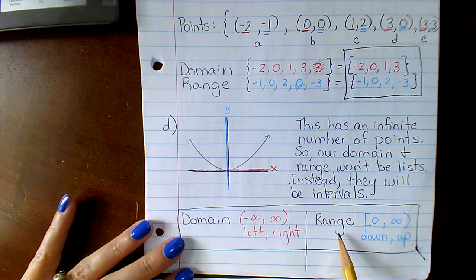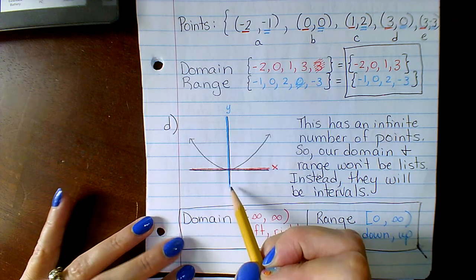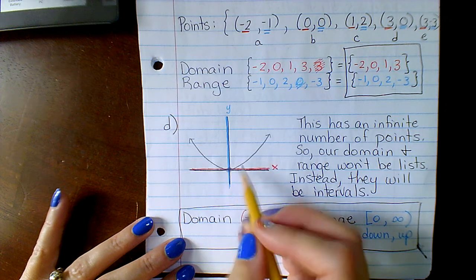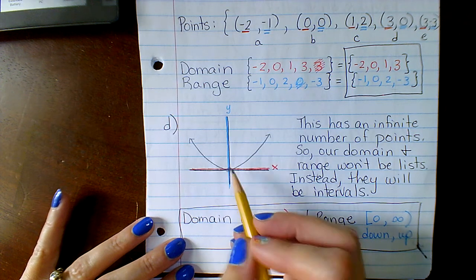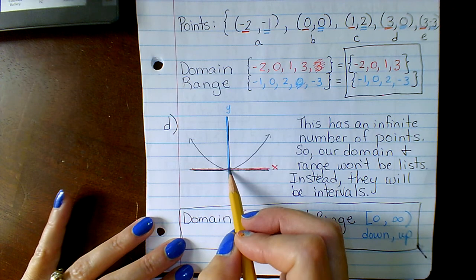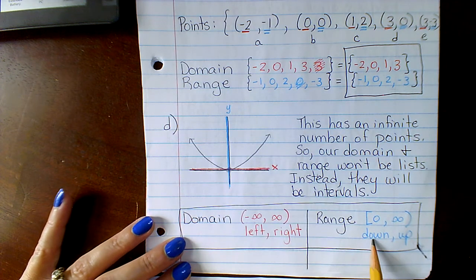Now the range is a little different. The range is the down to up. So how far down does this graph go? Well, the lowest point it hits is right here. That's the point (0, 0). So the lowest y value right there is 0. How far up does it go? Well, on both sides it goes up to infinity.